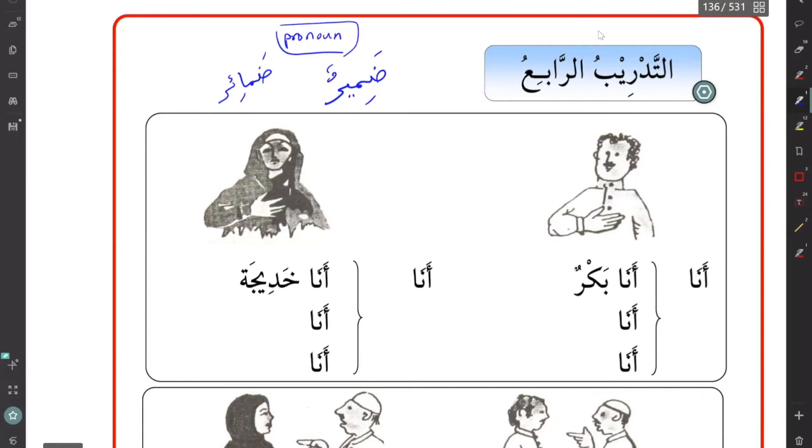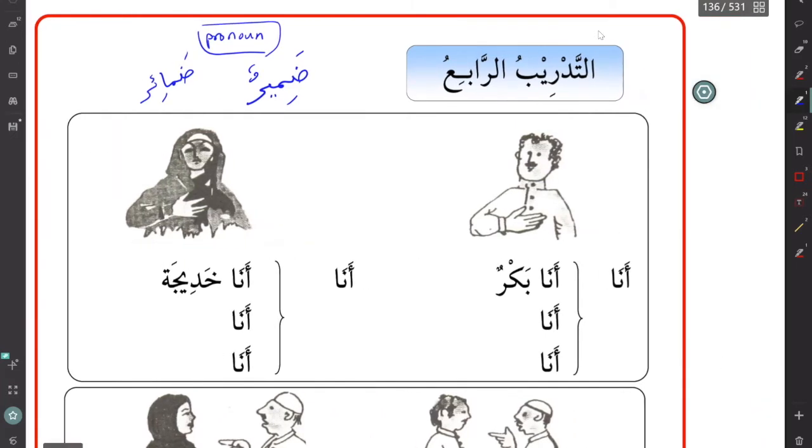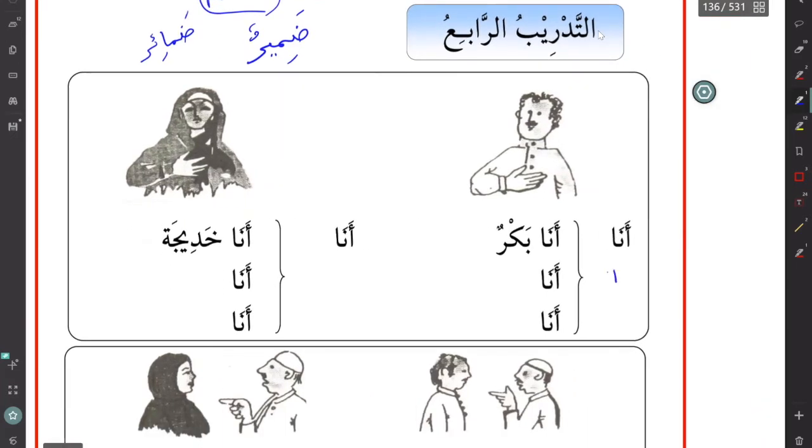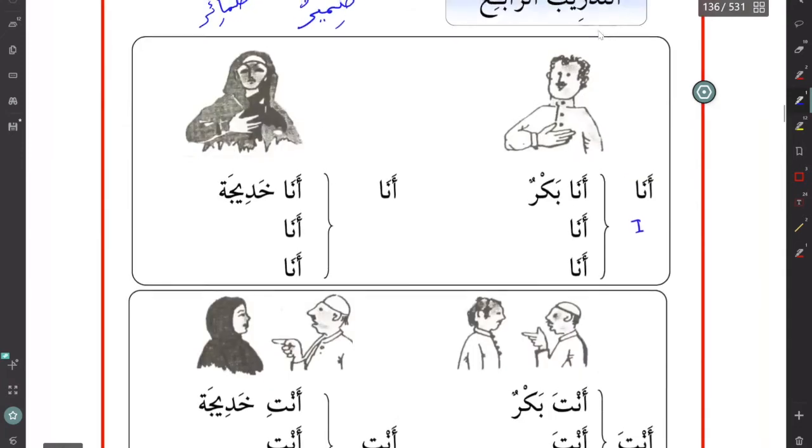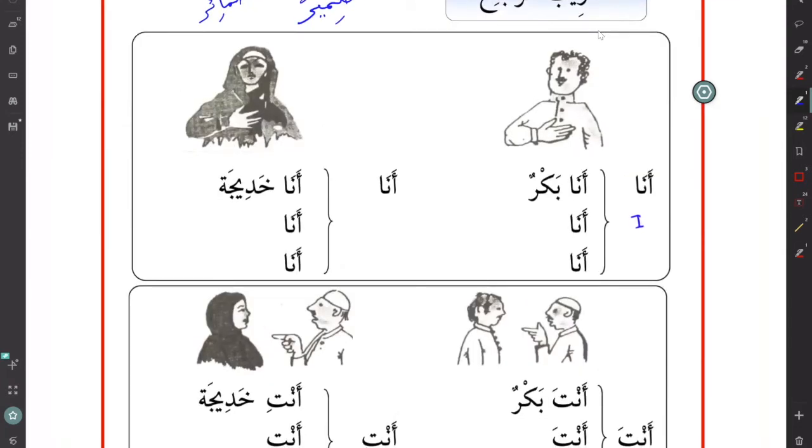Now, okay, so we have a few pronouns here. The first one is ana. Ana is I. What they're showing you here is that in the Arabic language, we have different pronouns for different genders. As you probably realize by now, in Arabic the gender is very important, right? There's a pretty good separation between the masculine and feminine.